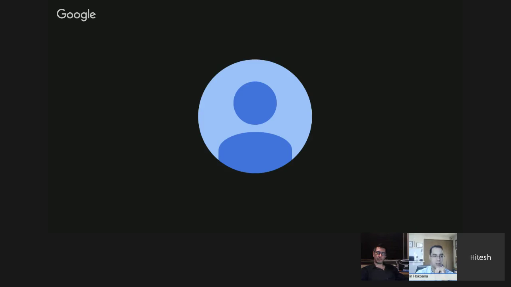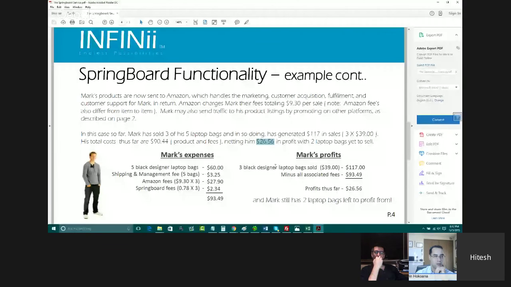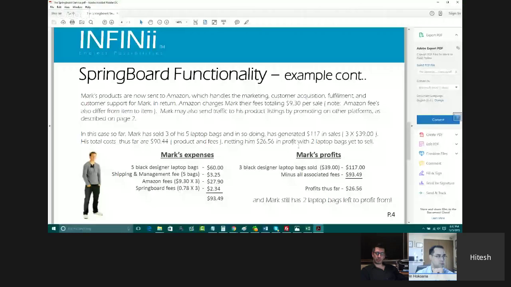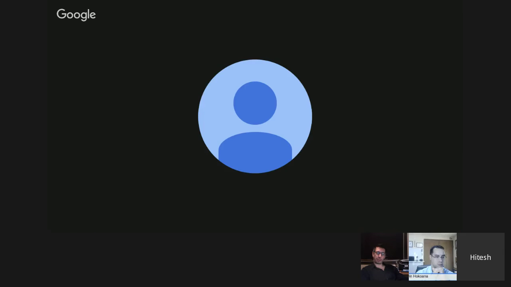Now remember, the next 2 laptop bags are basically going to be all profit minus the Amazon fees. So when he sells the next 2 products, he's going to make nearly $30. Those basically become profit for him. So if he sells the remaining 2, not when, he's going to generate an additional $60 in profit. Okay, so you see that if you have good pricing and you have a good product picked out, you don't need to sell 100% of your product to be able to generate a profit.